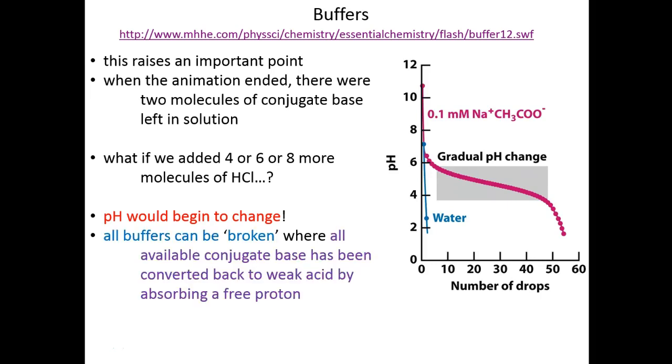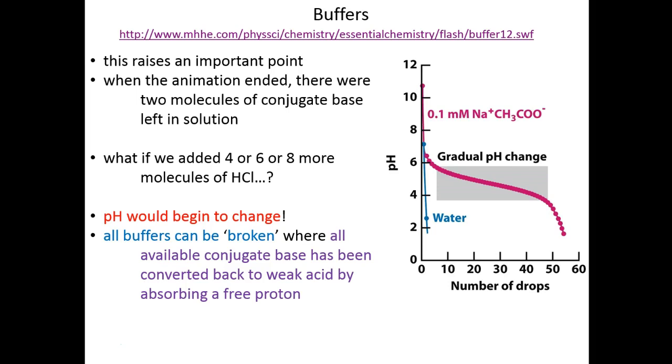That happens. That's called breaking the buffer, and all buffers can be broken in this way. So the idea is that as you add acid, that acid dissociates into free proton, and the free proton is instantly gobbled up by the strong conjugate base that's buffering the solution. But as you continue to add strong acid, and you continue to add protons, you can think of the conjugate base in that buffer as a sponge, and eventually the sponge will become saturated with free proton.